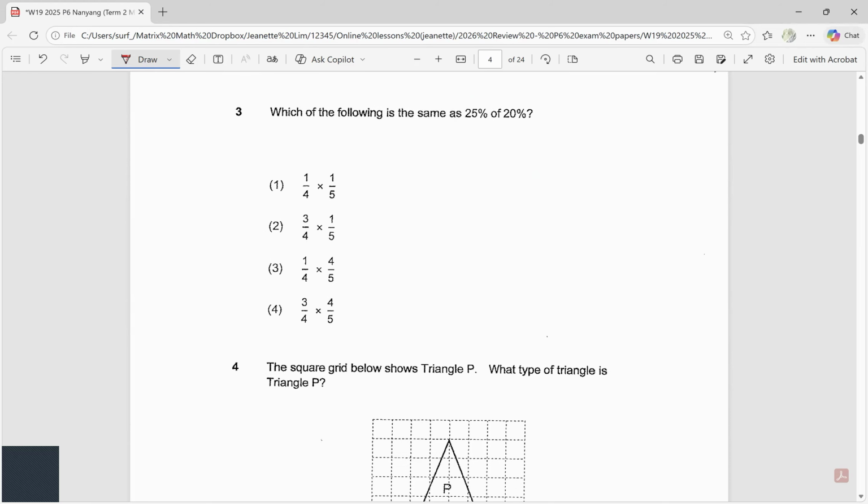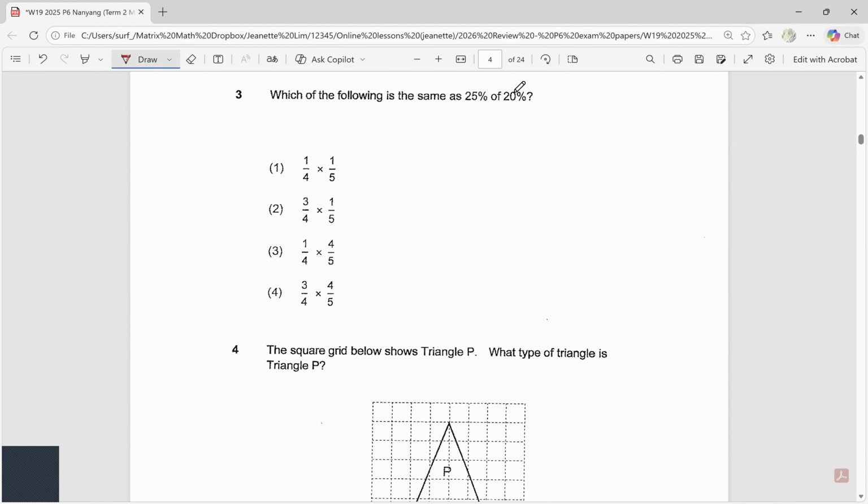Question 3, which of the following is the same as 25% of 20%? Now, if you have a percentage of a percentage, it might be a bit confusing. So what we can do is to change it to fraction. And anyway, the answers here are all fraction times fraction. So 25% as a fraction would be 1/4. 20% would be 1/5. So when we have something of something, we multiply them. Okay, so 1/4 of 1/5 means 1/4 times 1/5. So that will give us option 1.